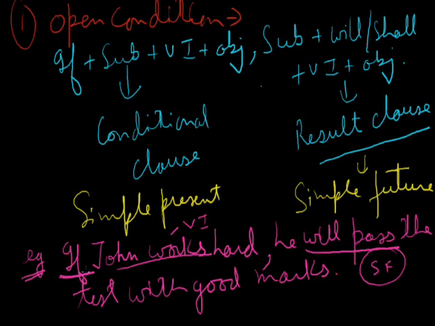Now, John has applied some condition, and the condition has applied in the present time. That means if John works hard, when will he work hard? In the present time. So the result will come in the future time. If John works hard, he will pass the test with good marks. So he will pass. When will he pass? In the future time. The condition is that he will have to work hard in the present time. So under this, we use present and future tense.